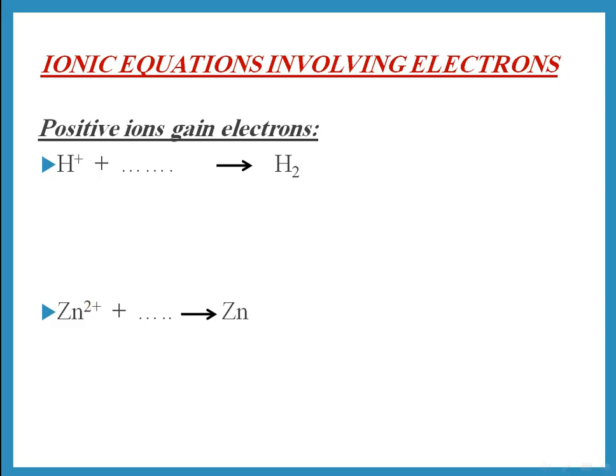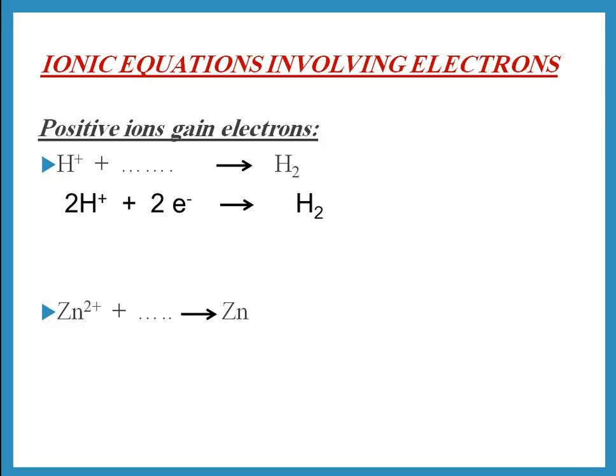Okay, so ionic equations involving electrons. Remember we did this before. If I have a positive, in order to become an atom, it gains electrons. So I have 1 H before the arrow, 2 H's after the arrow, so I have to balance that with 2 H's, and that means that now I have 2 positives, so I need 2 electrons to balance them.